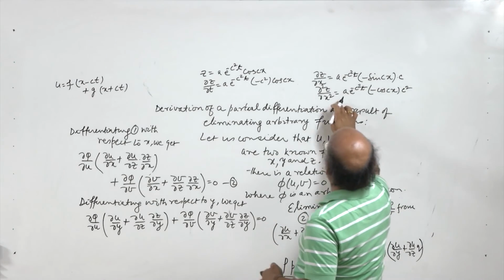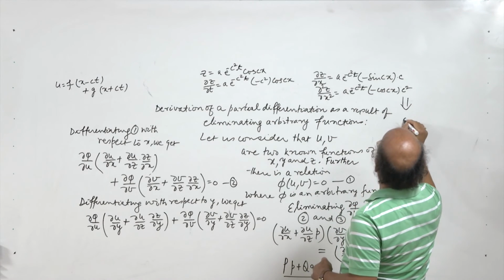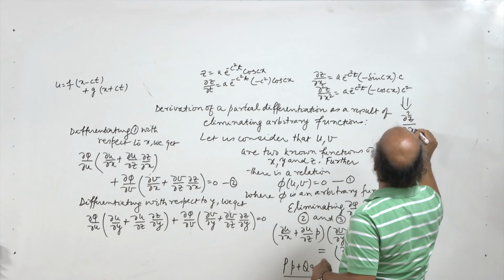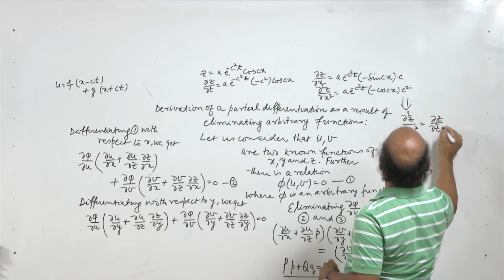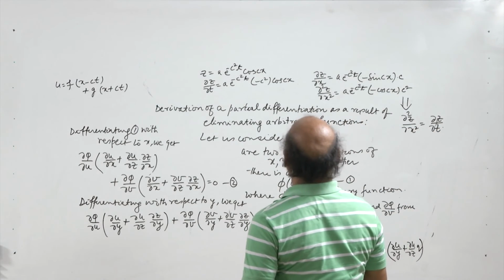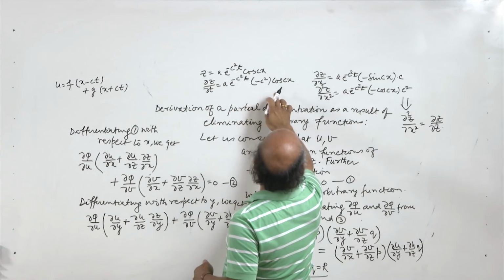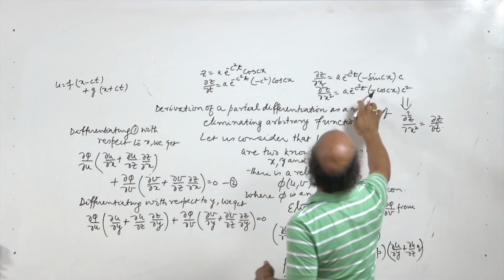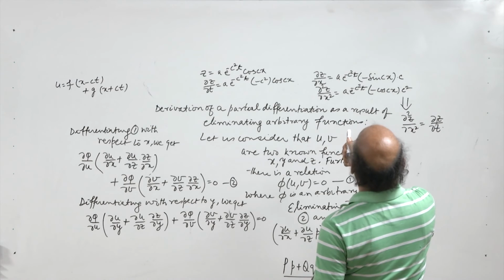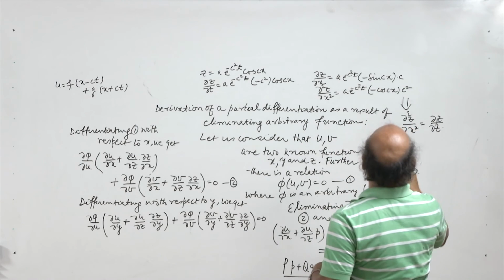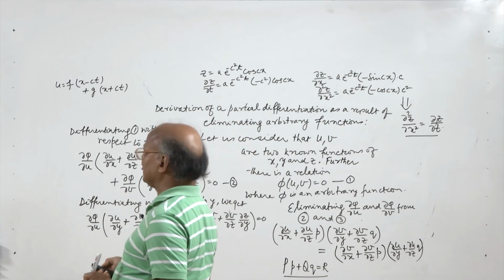Okay, so if you compare this and this, what you get is we arrive at this equation: a c e to the power minus c square t into c square cos cx, that is delta z by delta t. So we get this second order differential equation on eliminating the arbitrary constant which occurs there.